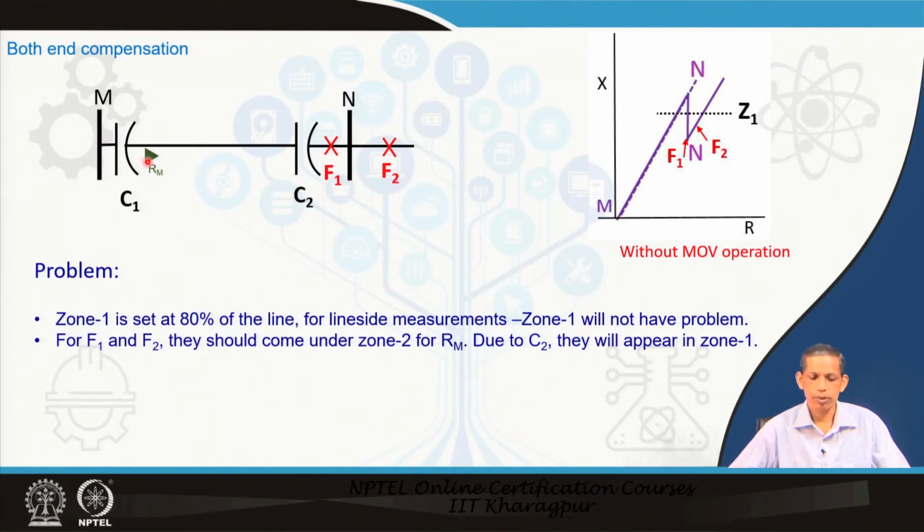So, that becomes a problem because of the role played by this capacitor C2 in the fault loop. However, these two should fall in the zone 2 perspective, and if F2 is seen in zone 1, then this relay may trip before the zone 1 of bus N. So, that is also not acceptable in protection arrangements.